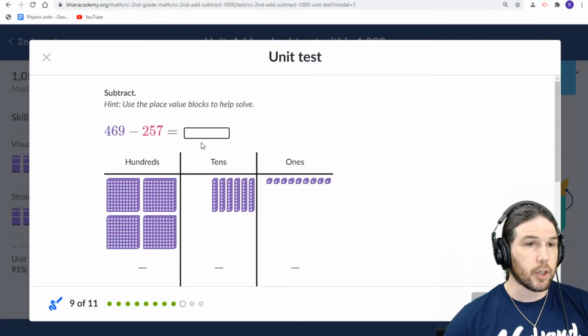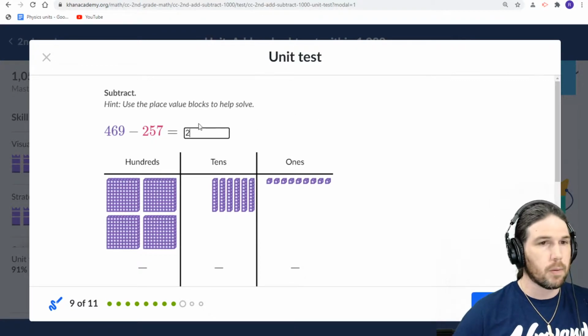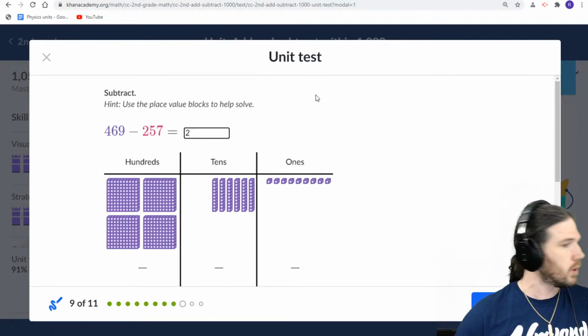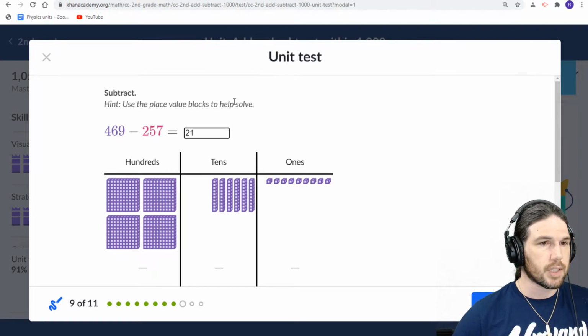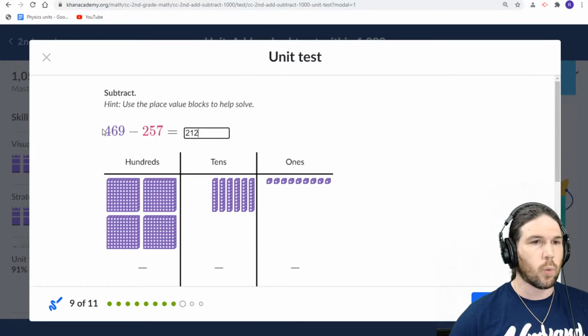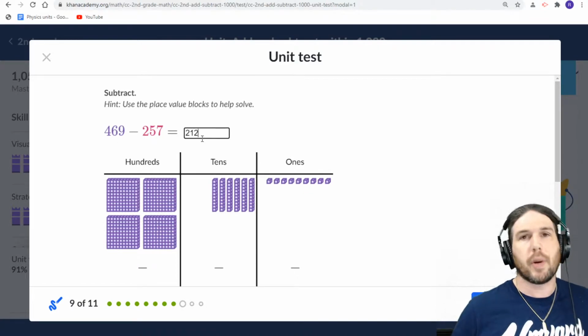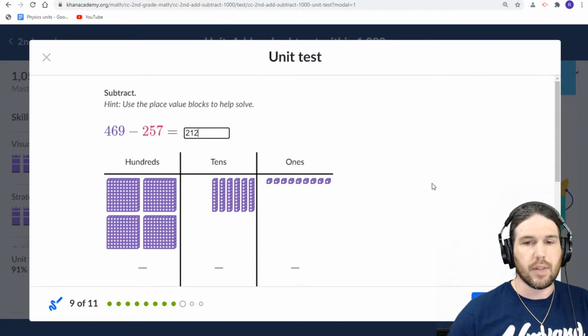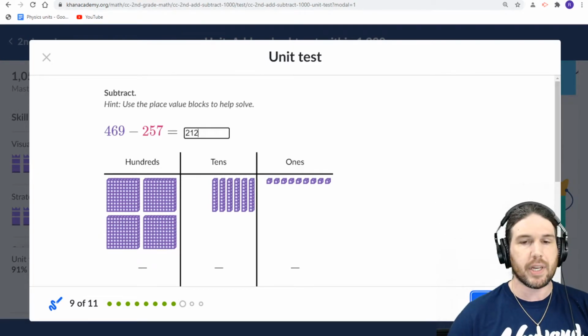Let's see. No borrowing and no substitutions. That's not right. 9 minus 7 is 2, 6 minus 5 is 1, 4 minus 2 is 2. We don't have to do any carrying, we don't have to do any borrowing. This is sort of an easy mode problem, even for 3-digit arithmetic.